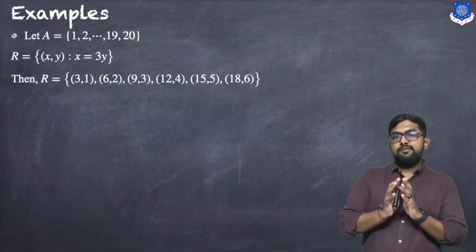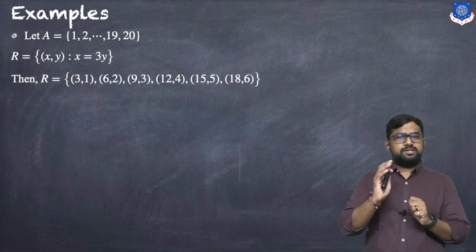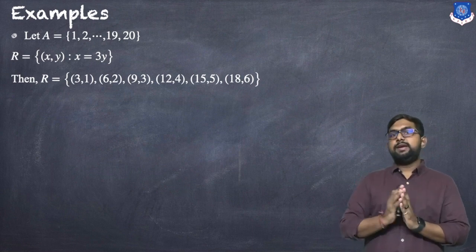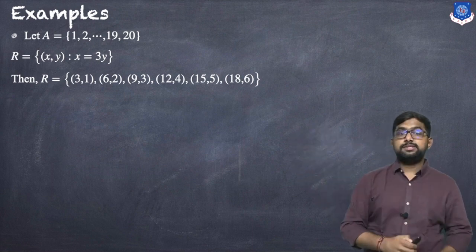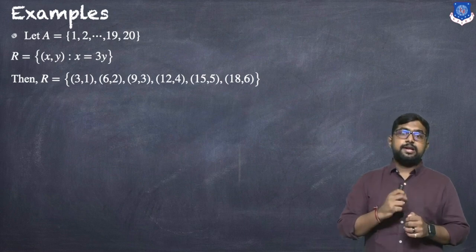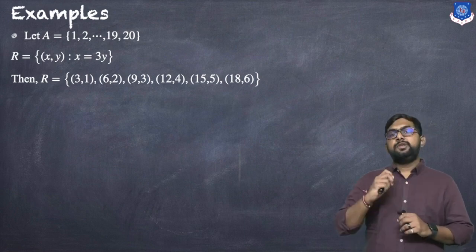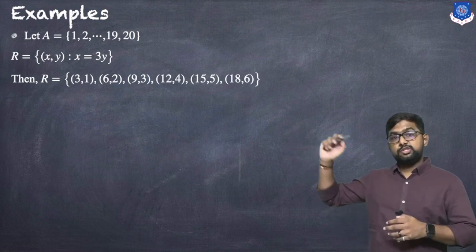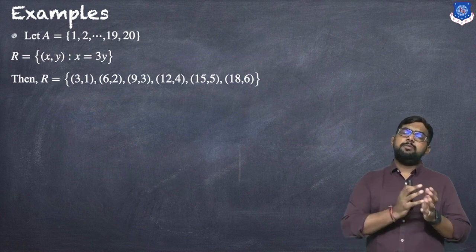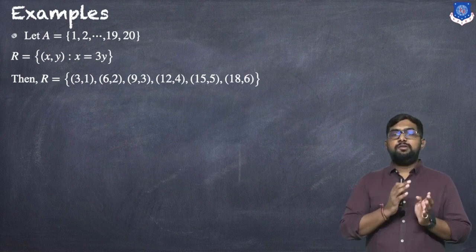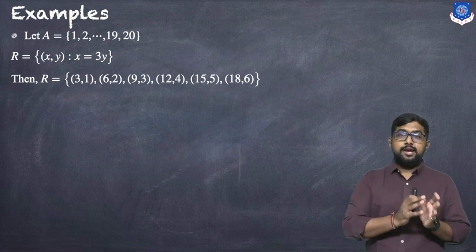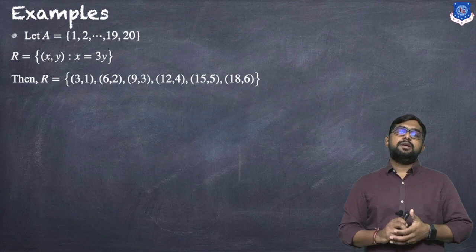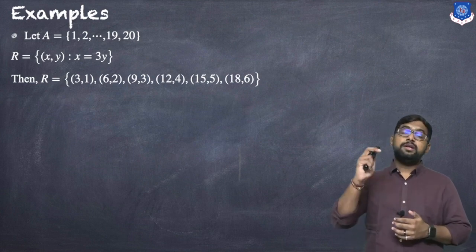Here A and B are both the same, and it is from 1 to 20. Let us take y equals 1. Then what will be x? It will be 3, because it is 3 times y, so the pair (3, 1) will be there. Then let us take y equals 2. Then it will be (6, 2). Then let us take 3, so x will be 9. Then let us take 4, then it will be (12, 4), (15, 5), (18, 6). Up to this it will be clear. Now if we take y equals 7, then x will become 21, but that is not in the given set.